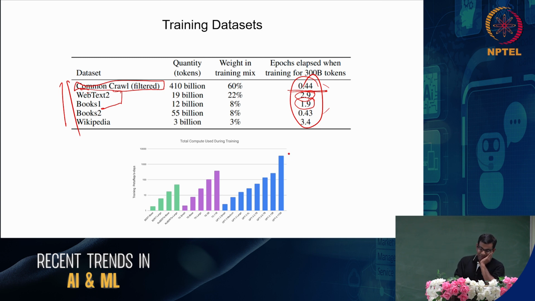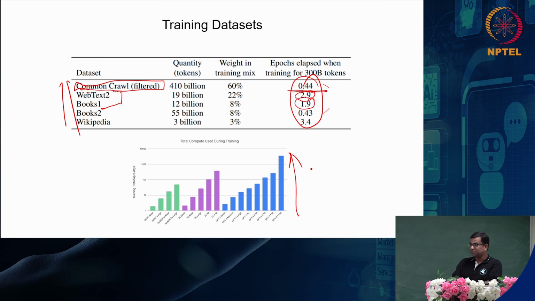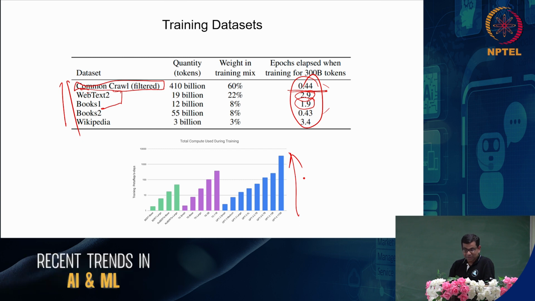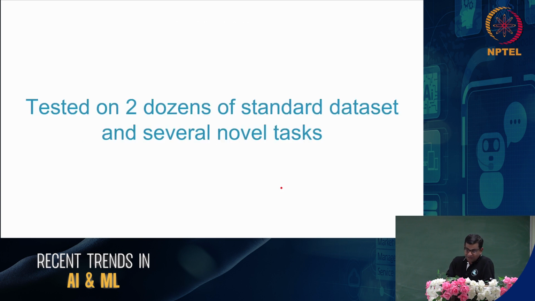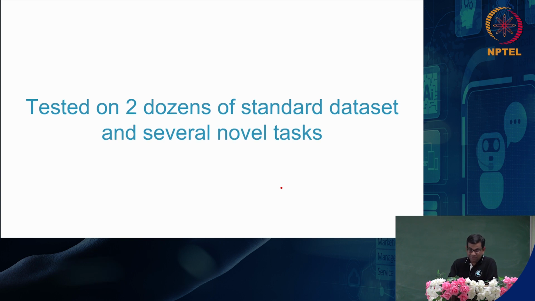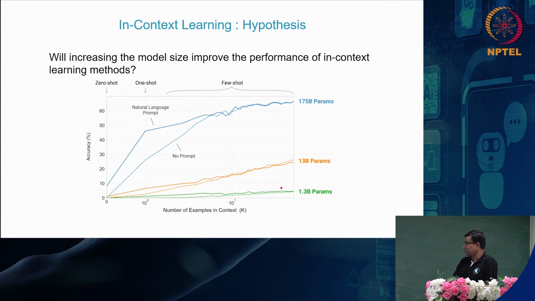And here is the computation in petaflops, how much total floating point operations you need. Petaflops is 10 to the power 15 floating point operations per second per day. And you have to do it this many times. Now, with this, they tried it on two dozen tasks and several novel tasks, and they made these observations.